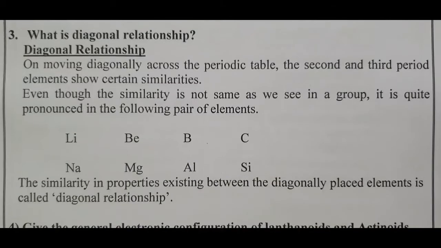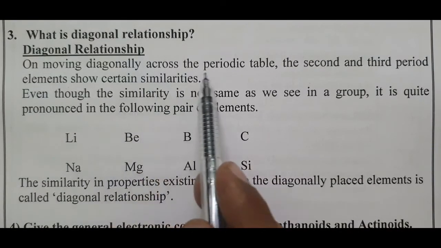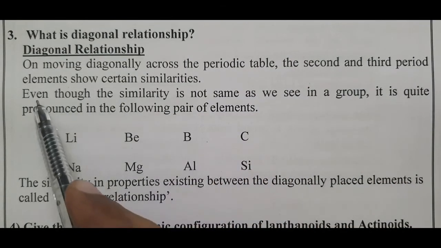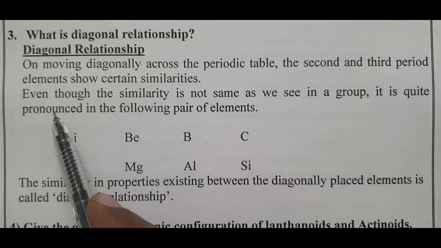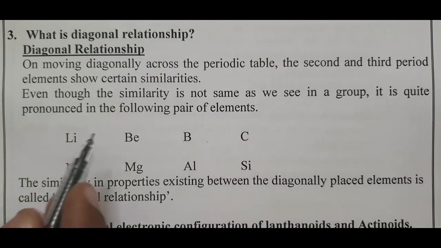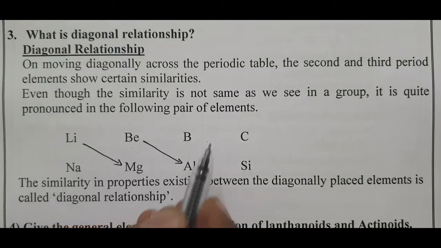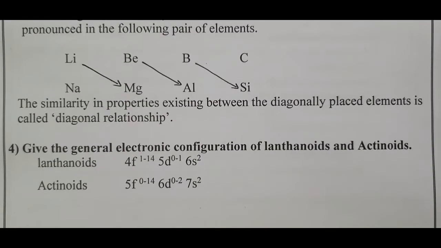What is diagonal relationship? On moving diagonally across the periodic table, the second and third period elements show certain similarities. Even though the similarity is not the same as we see in a group, it is quite pronounced in the following pairs of elements: lithium and magnesium, beryllium and aluminum, and boron and silicon. They have similar physical properties. The similarity in property existing between diagonally placed elements is called diagonal relationship.